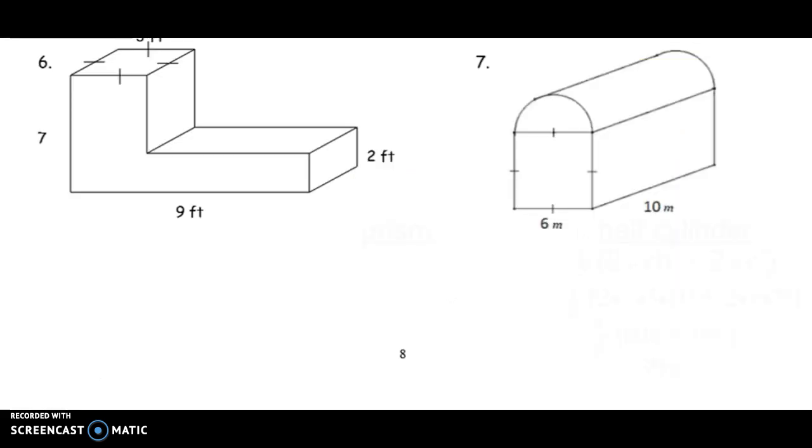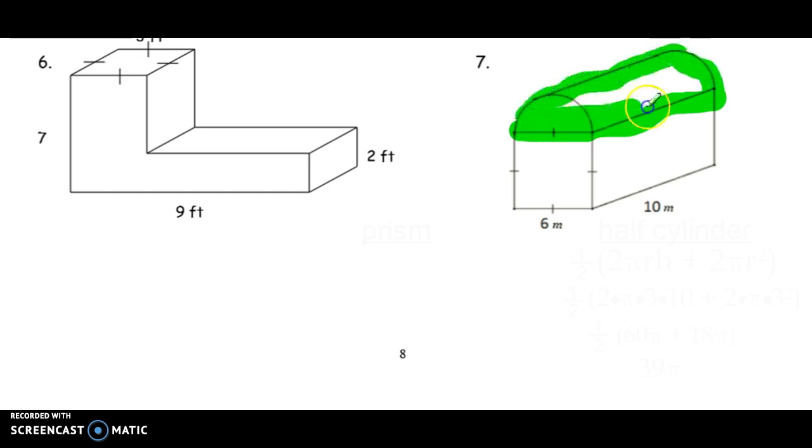The next problem I would like to go through is problem number 7. This is considered one of the composite figures. It kind of looks like a mailbox or a barn, but essentially it's made up of, well, what do you think this shape is on the top? Can you see that this is half of a cylinder?